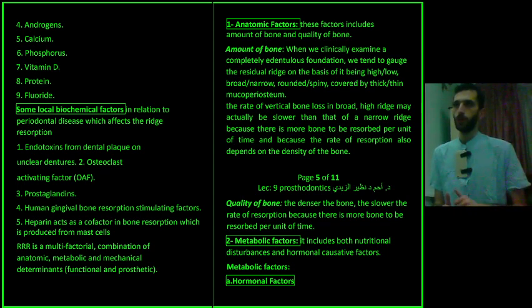The rate of vertical bone loss in a broad, high ridge may actually be slower than that of a narrow ridge, because there is more bone to be resorbed per unit of time, and because the rate of resorption also depends on the density of the bone. Quality of bone. The denser the bone, the slower the rate of resorption, because there is more bone to be resorbed per unit of time.